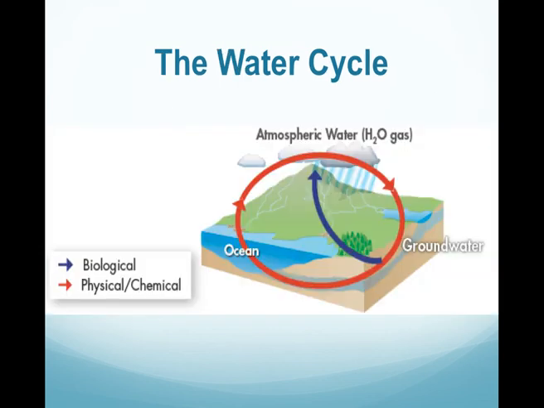This is a diagram to show you that process where we have water seeping down into the ground. It makes its way through the ground into rivers, streams, oceans. That water evaporates, falls back to the earth in the form of precipitation.